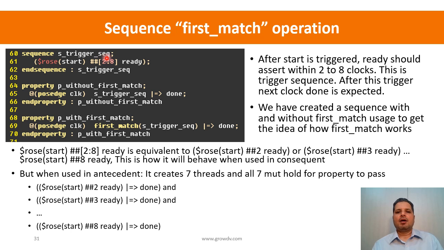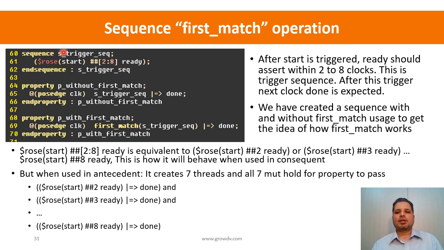What we are interested in is when start rises. Here we are using a $rose function, which means that there is a 0 to 1 transition. We have not studied the sampled value functions, but just take it at face value here. We will see this function's formal definition soon, towards the end of this presentation. So we are using $rose(start), which means that instead of a level we are now looking at an edge, that is a 0 to 1 transition, followed within 2 to 8 clock cycles by ready. So this is the sequence.